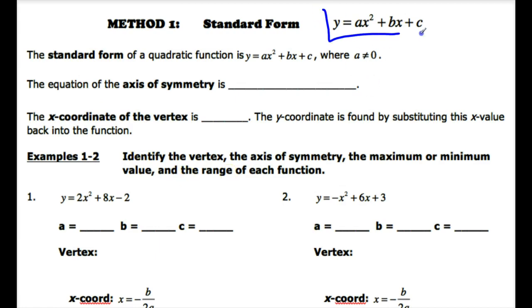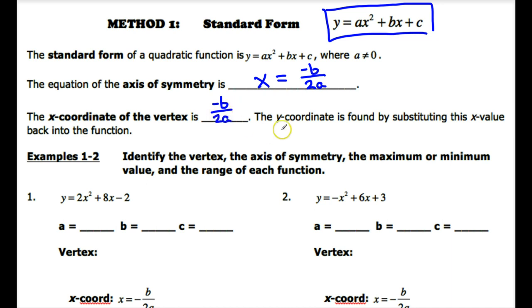So this is your standard form once more. y equals ax squared plus bx plus c. To find the axis of symmetry, when you're in standard form, you're going to take this formula, x equals negative b over 2a. And that should look familiar from last year because we used that formula last year. Once you find the axis of symmetry, which again is the equation for a vertical line, that's why it's in x equals form, then that's going to tell you the x-coordinate of the vertex as well. The x-coordinate of the vertex is just going to be this number that you get, negative b over 2a.